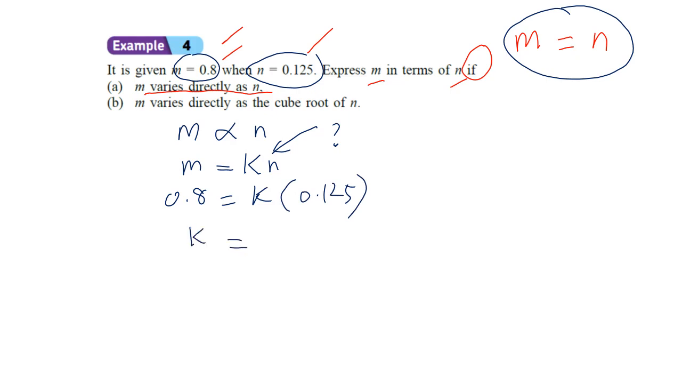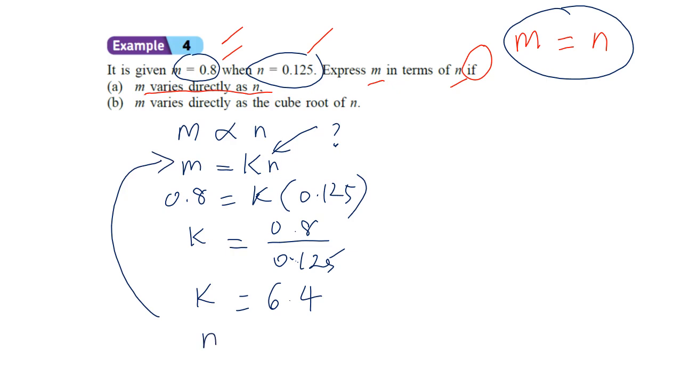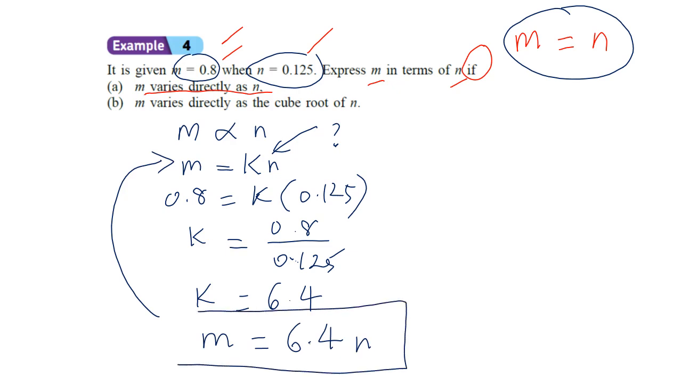Of course, your k is 0.8 over 0.125, and you will get k equal 6.4. Then what do you do with your 6.4? You just substitute back to here. So m equal 6.4 n. So you have answered the question, m in terms of n. Okay?